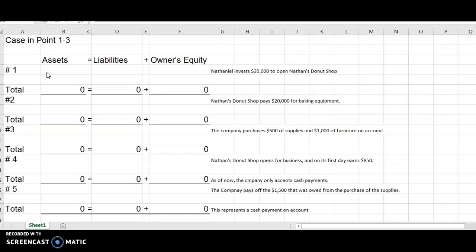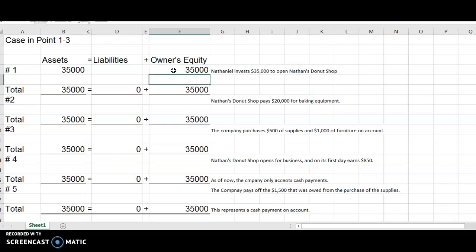Step 3. Since $35,000 was invested by Nathaniel, both the cash account and the Nathaniel H. Spencer capital accounts have increased by $35,000. Cash is an asset, so we would see a $35,000 increase here, and Nathaniel H. Spencer capital account is an owner's equity account. So we would also see a $35,000 increase in the owner's equity account.